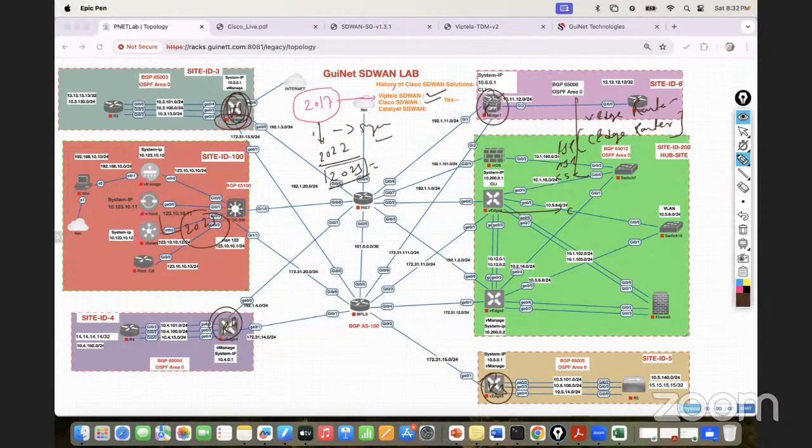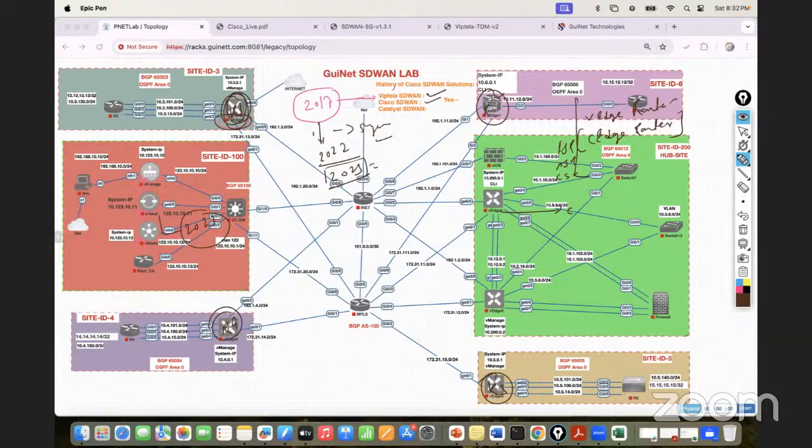Meaning after the acquisition, Cisco started using these Viptela-branded hardware, and at the same time they also introduced the ASR, ISR, CSR to just upgrade their image, so you can start using the normal routers.